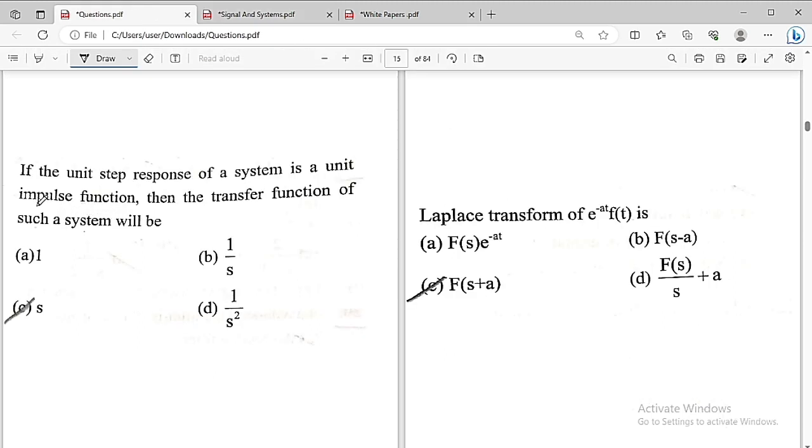We are going to solve the other question. See the question here: if the unit step response of a system is a unit impulse function, then the transfer function of such a system will be.